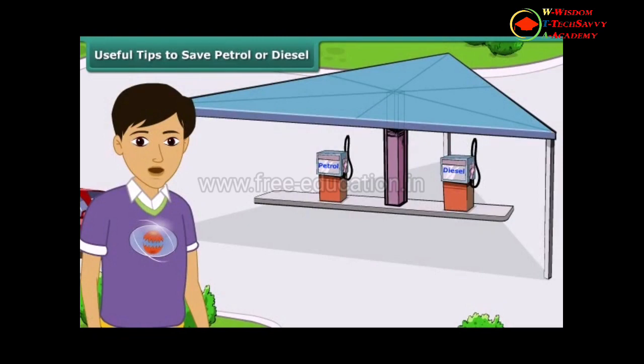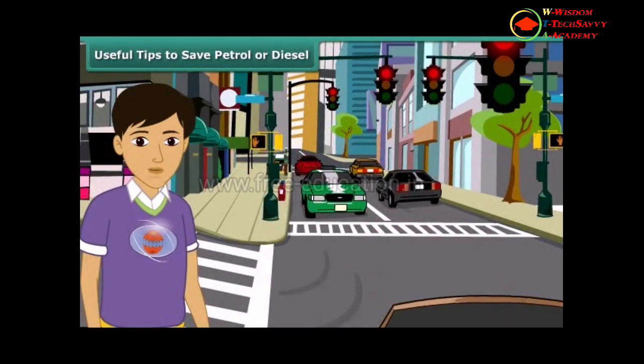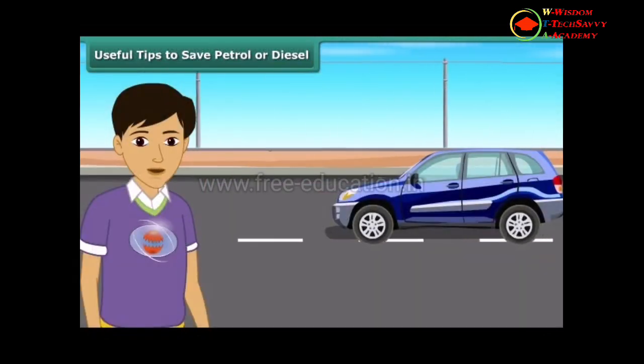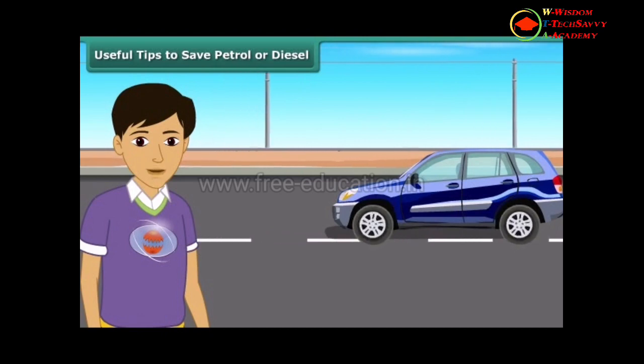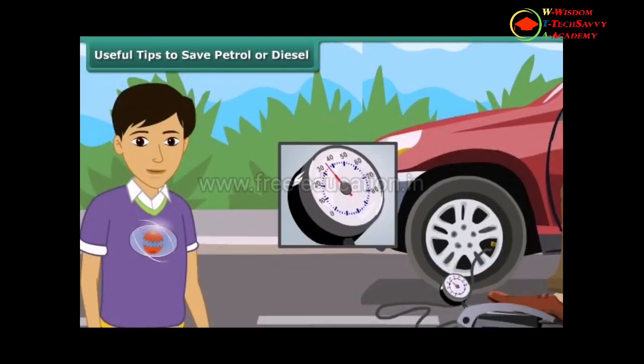Friends, as we know that petrol and diesel are exhaustible resources, that is, the amount of them in nature is limited and will deplete one day. It is important to use these resources carefully. Here are a few useful tips as advised by the Petroleum Conservation Research Association, PCRA. 1. We should switch off the engine at traffic lights or traffic jams. 2. Drive at a constant and moderate speed as far as possible. 3. We also should ensure regular maintenance of the vehicle and correct air pressure in tires.